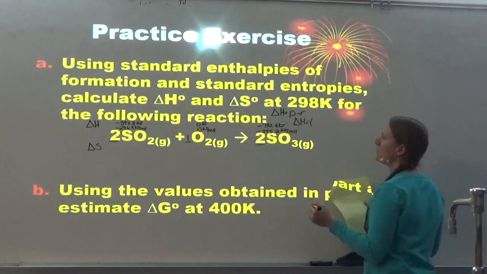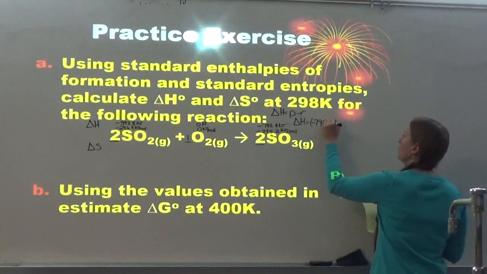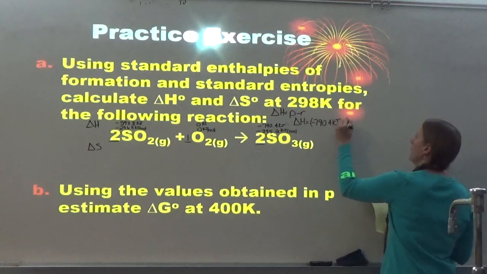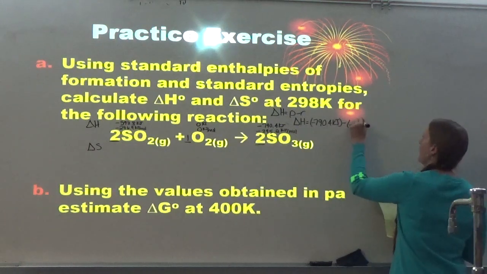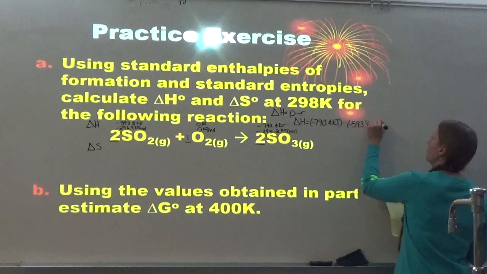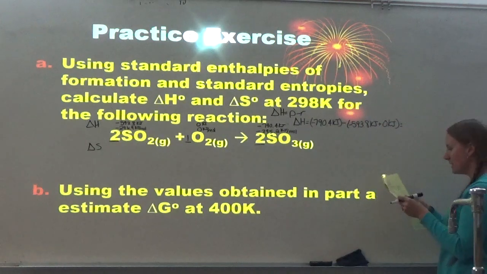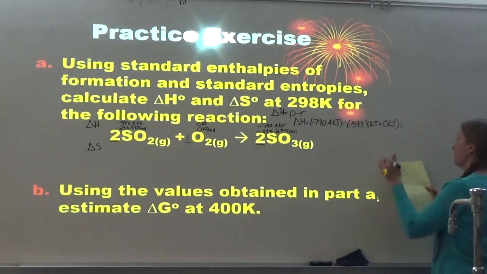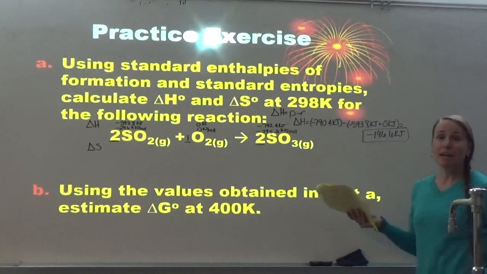Ooh, I'm going to have to write small, y'all. So I have my products right here, negative 790.4 kilojoules, minus my reactants, which are negative 593.8 kilojoules, plus, of course, 0 kilojoules. And so once I solved that, I ended up getting negative 196.6 kilojoules. Okay, so that would be my delta H.